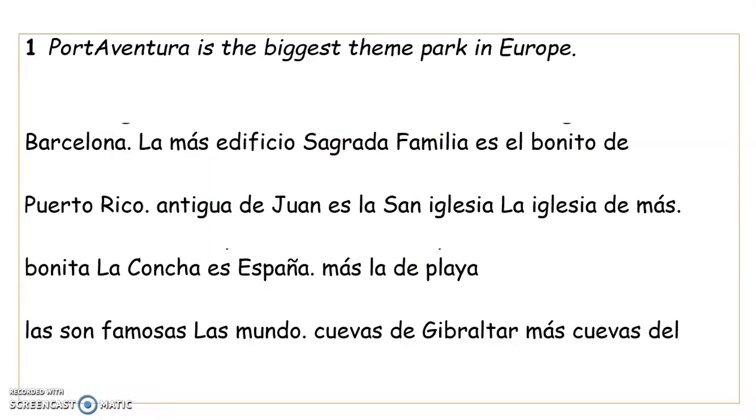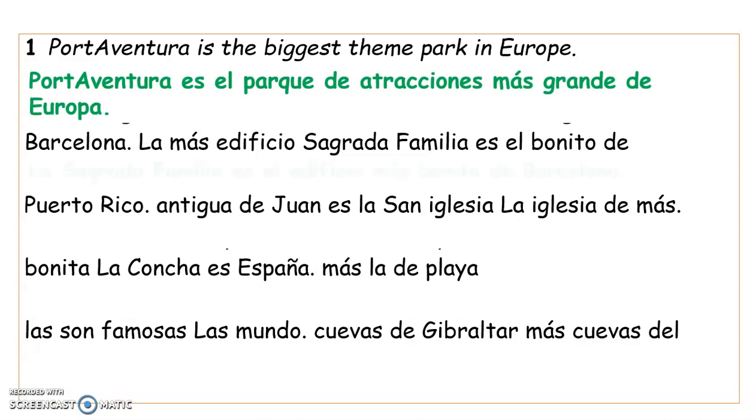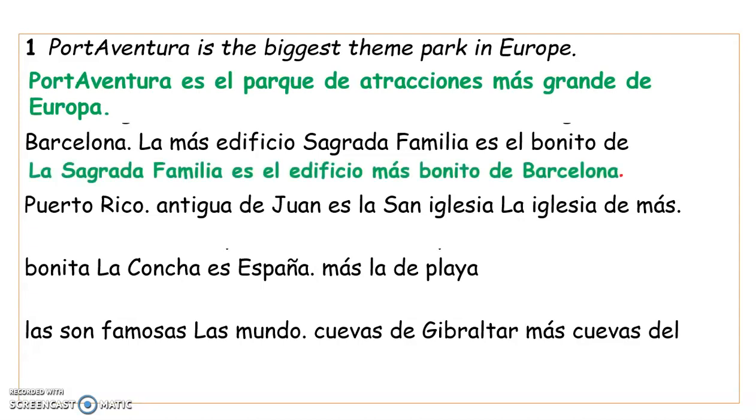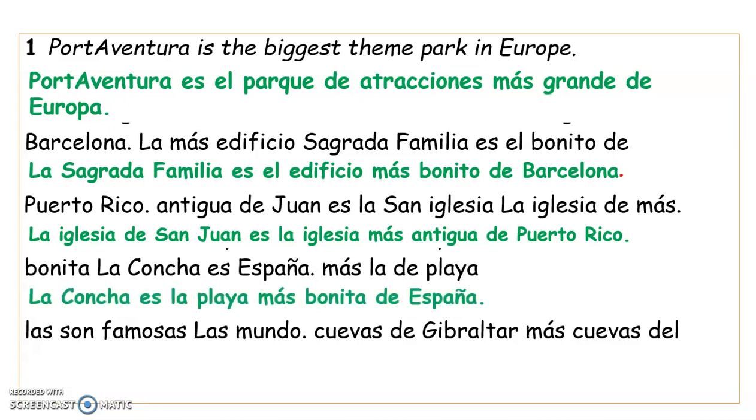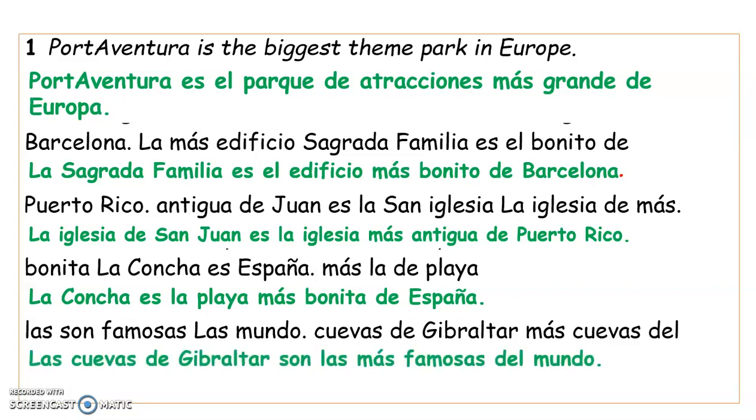Okay, let's see how we did. Number 2, la Sagrada Familia es el edificio más bonito de Barcelona. Number 3, la iglesia de San Juan es la iglesia más antigua de Puerto Rico. Number 4, la Concha es la playa más bonita de España. Number 5, las cuevas de Gibraltar son las más famosas del mundo. Well done, everybody.